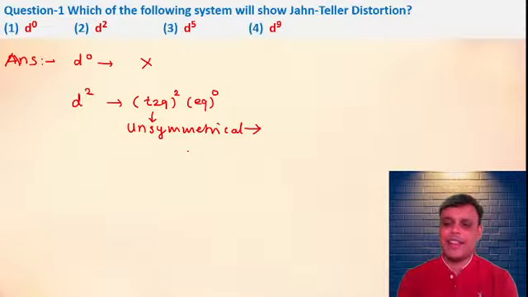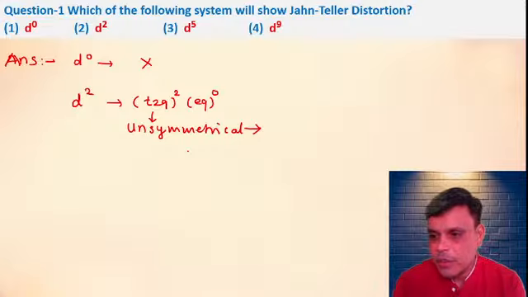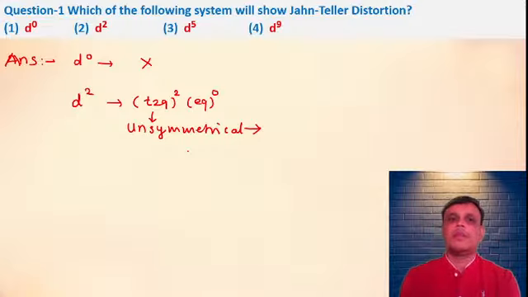Yes, Krishna Priya gave a 100% correct answer. Yes, but the magnitude will be low. Correct, very good. It will show the Jahn-Teller distortion, but the magnitude is low, because there is unsymmetrical filling of electrons in the T2G orbitals. Because it is in the T2G orbital, it will experience negligible distortion.